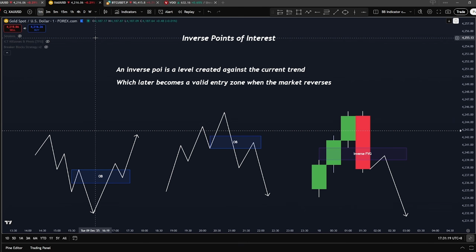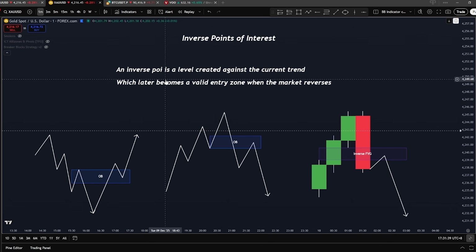The inverse points of interest is a key concept of basically using flip zones to take advantage of reversals. And these are going to be mainly your early signs that the market here is going to reverse from a higher time frame point of interest or a key zone, right? So what is the technical definition of an inverse point of interest?